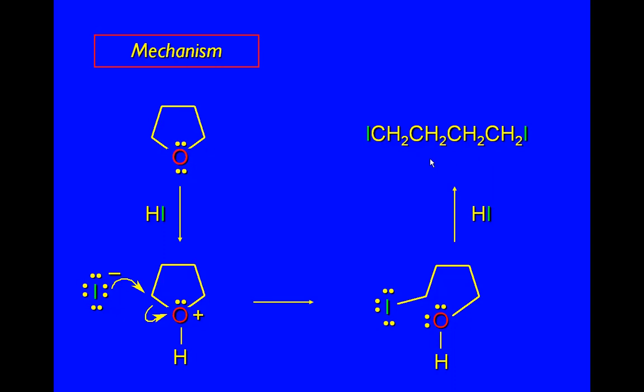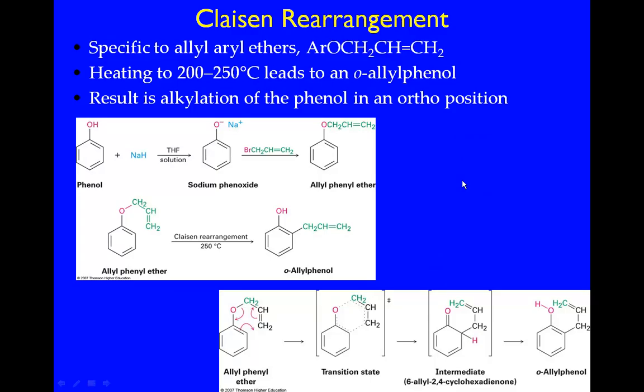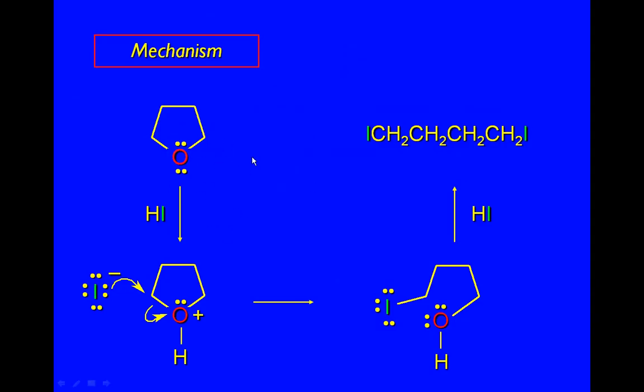You get diiodide as a byproduct. Okay, sorry, as a product. This is diiodobutane. Right? So that's why when you use strong acids, you don't use ethers as solvents.